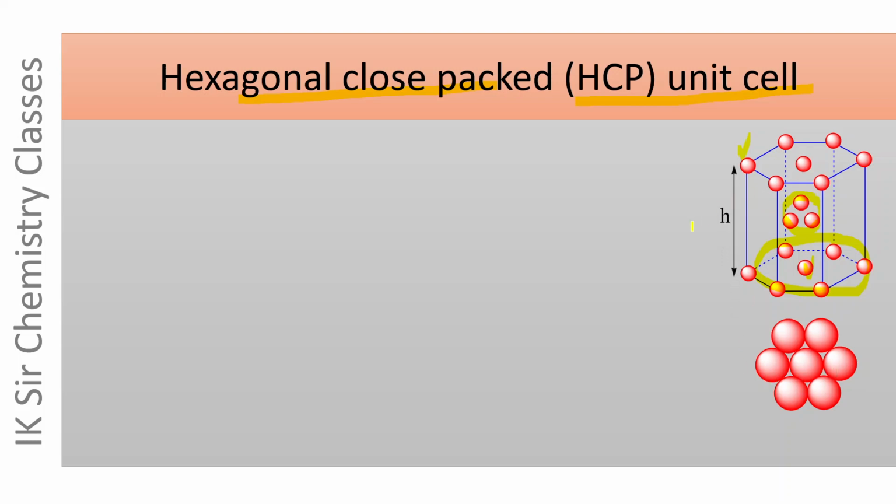This is the height of the HCP unit cell, and this is the edge length of the hexagonal face. There are 6 equilateral triangles here, and the edge length of the triangle and the hexagonal face is equal to a, which is equal to 2r. a is equal to 2r.